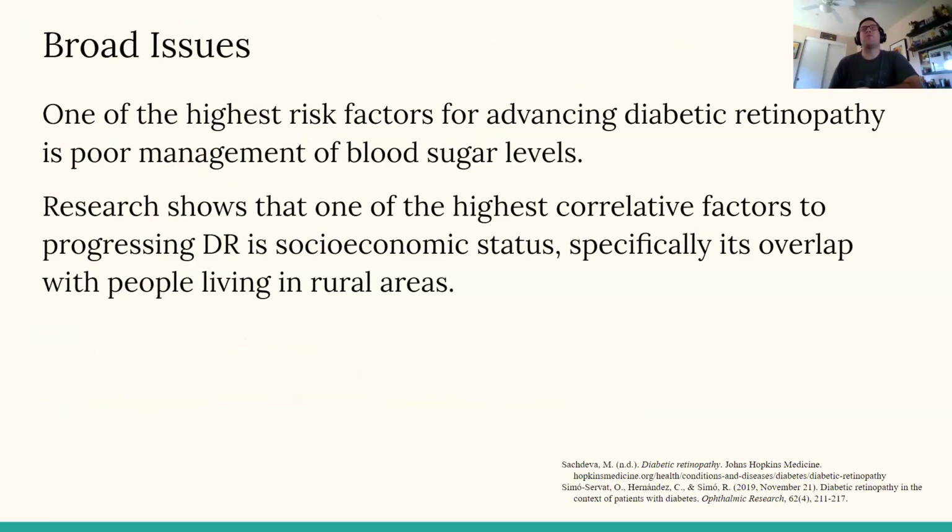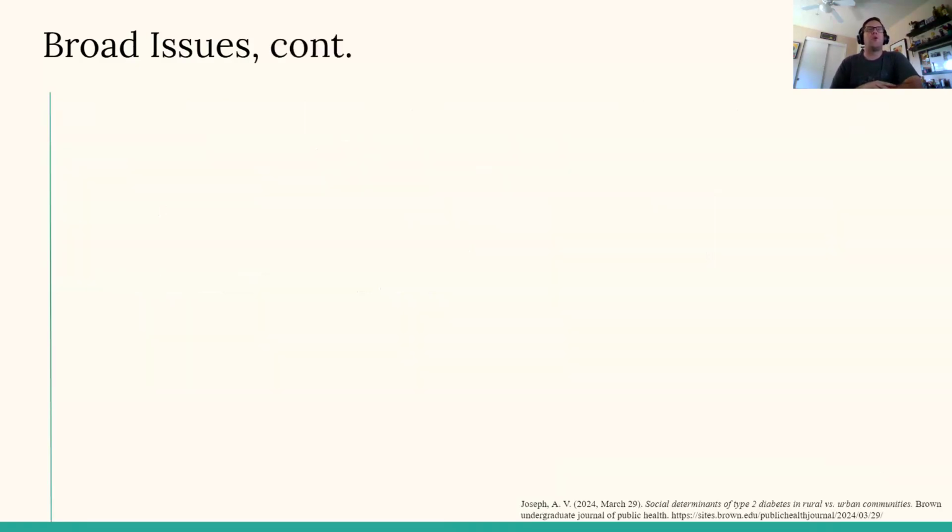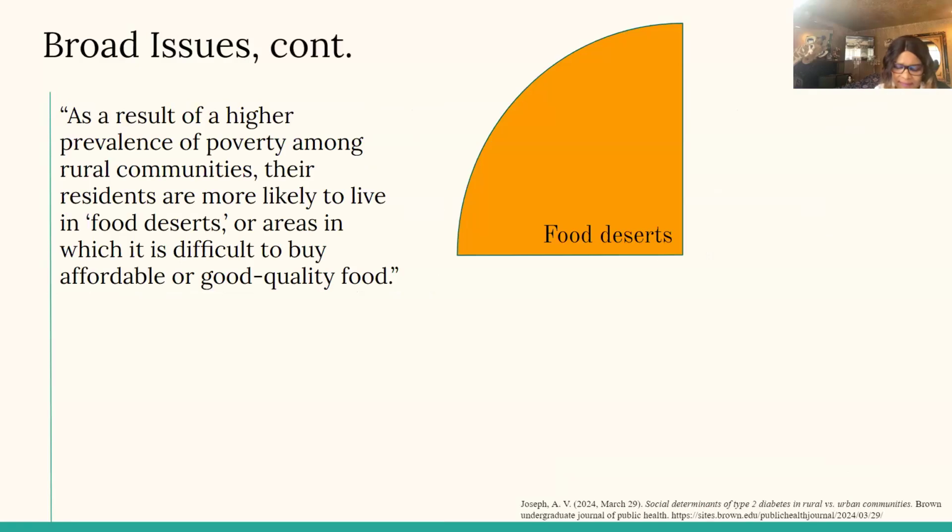Yeah, so one of the highest risk factors for advancing diabetic retinopathy is poor management of blood sugar. And research shows that one of the highest correlative factors to progressing DR is socioeconomic status. And Kaprina is going to talk about that a little bit more, specifically its overlap with people living in rural areas. Exactly. There's a lot of information on these slides, but I want to hit a high-level overview, and you can read more about it later.